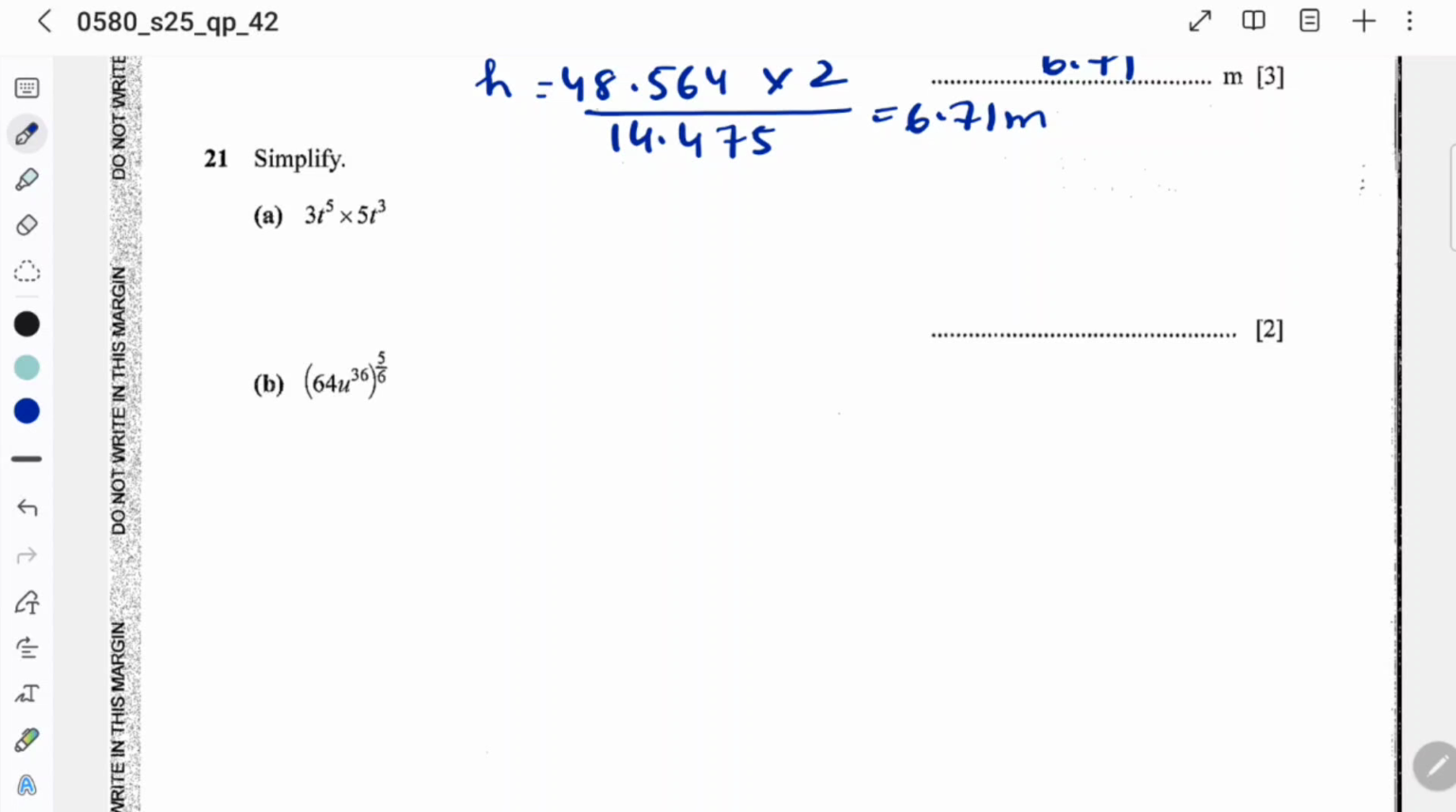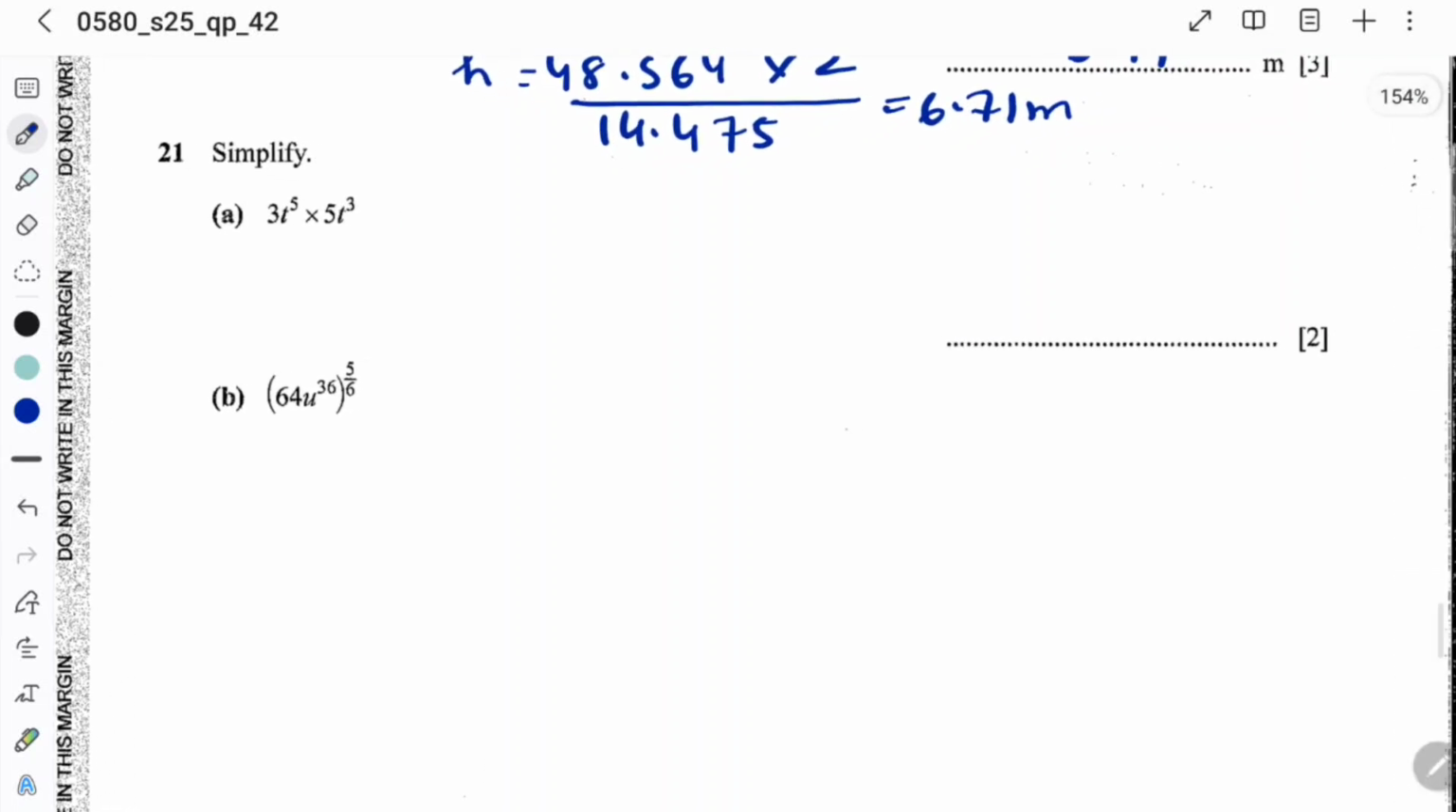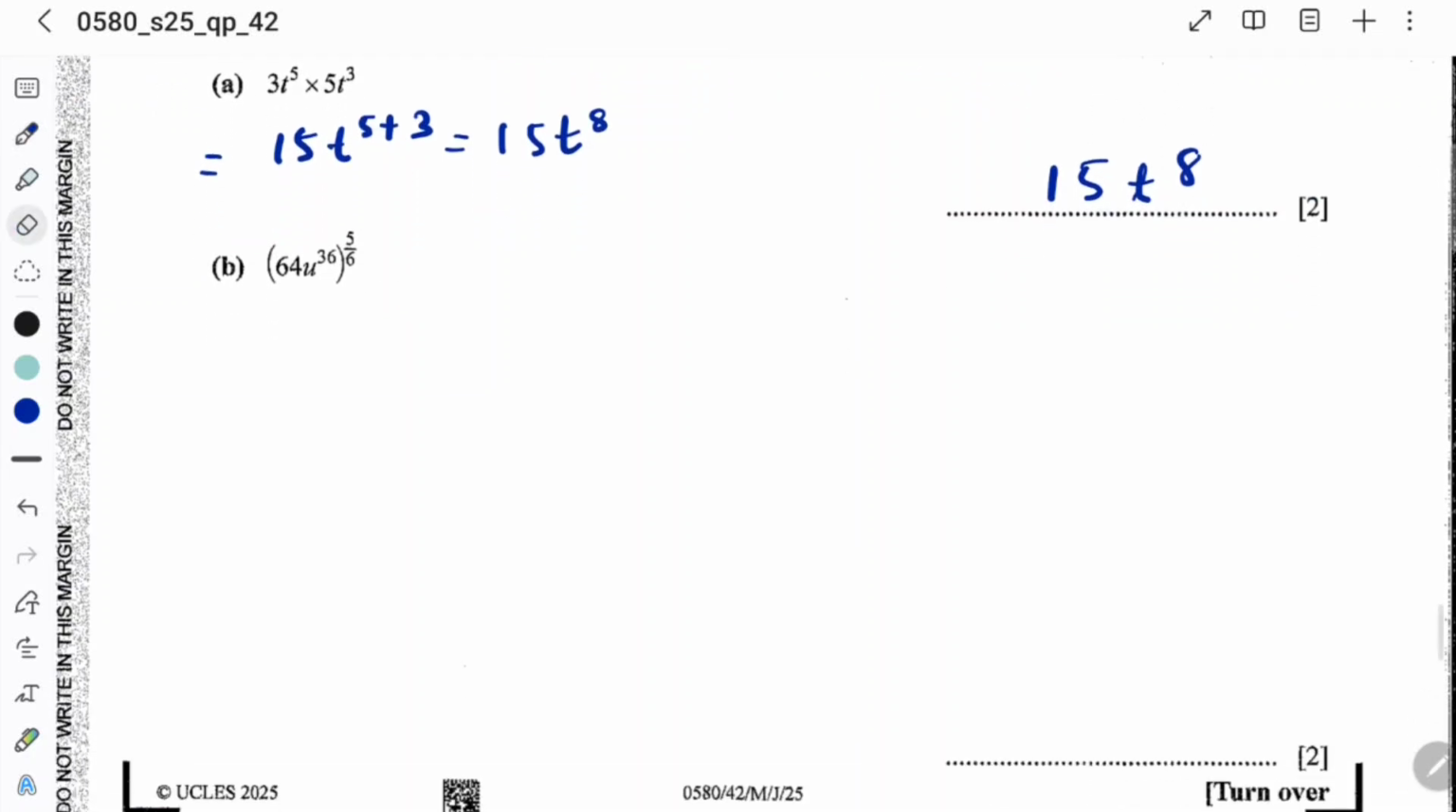In this question, whenever you multiply with the same base, you multiply the coefficients and add the powers. 3 times 5 is 15t, 5 plus 3, 15t to the power of 8. You can find this answer directly, but because it is just 2 marks, I added this step, 5 plus 3. I just saw the marks, so I added this step.